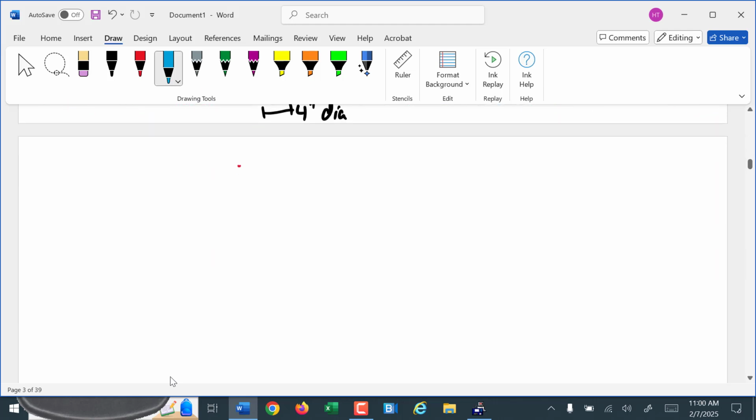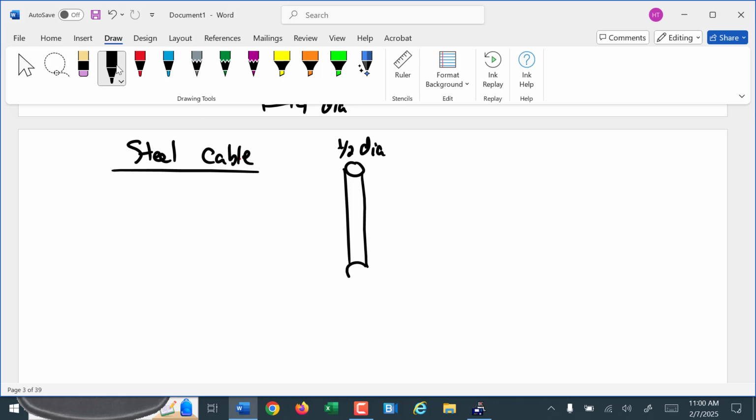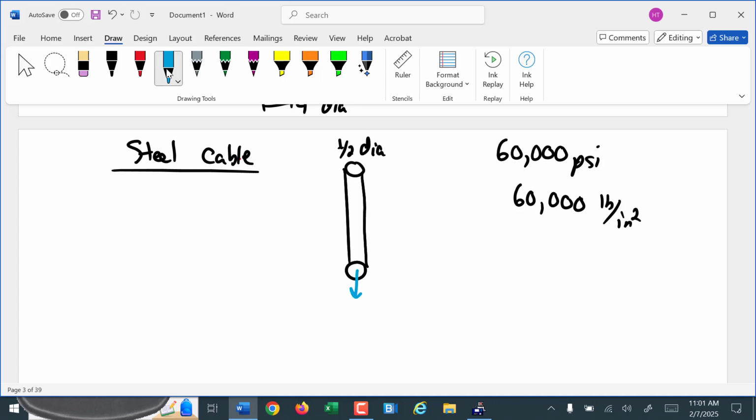So for you guys, where's that going to be? Well, it's kind of bumping back a semester or two, but if you're looking at rigging, if you have a steel cable, and let's say you have a 1/2 inch diameter steel cable, steel is rated at 60,000 psi. So that is 60,000 pounds per square inch. We need to figure out what is the maximum load that can be supported on this 1/2 inch cable.